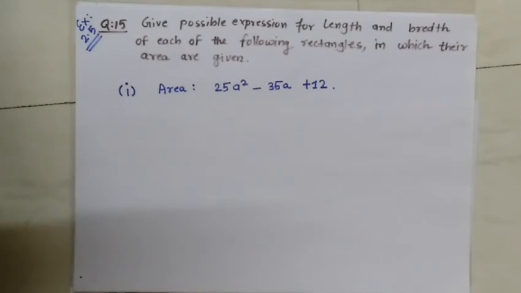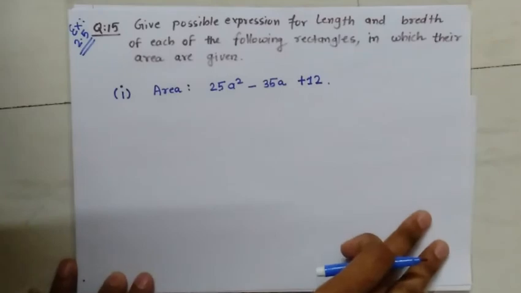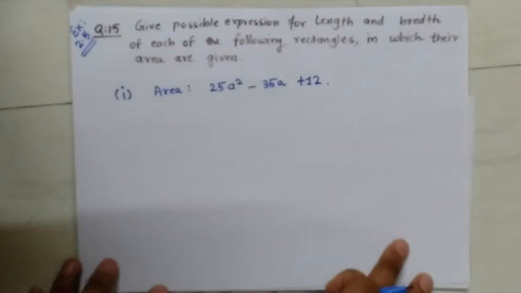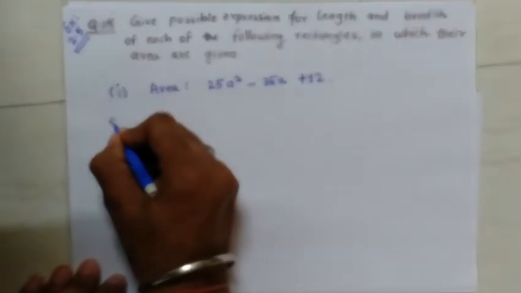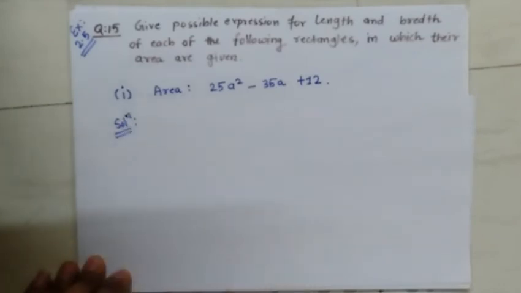Rectangle is given and we need to give the dimension or the expression for length and breadth in which their areas are given. Here you will find that the area of the rectangle is given in the form of a polynomial, and we need to find the possible expression for length and breadth. So let us start the solution.